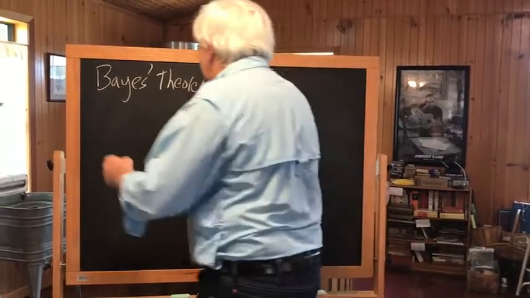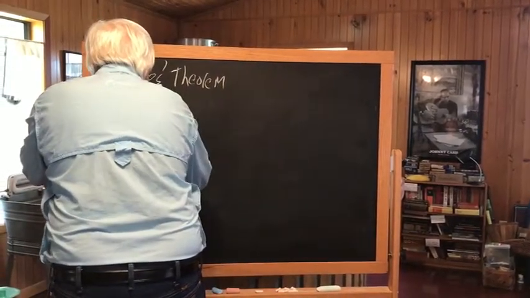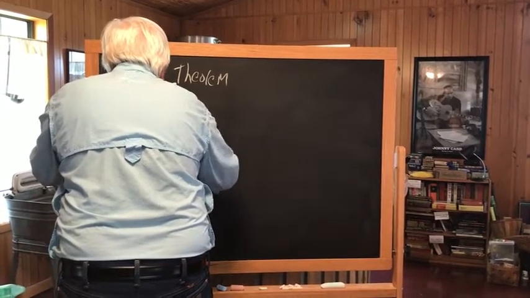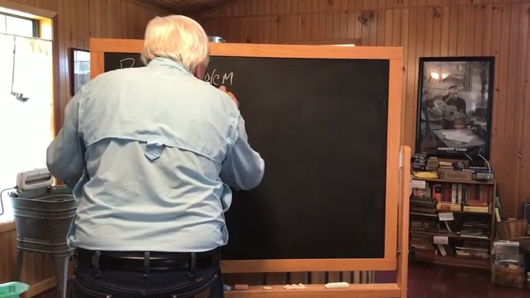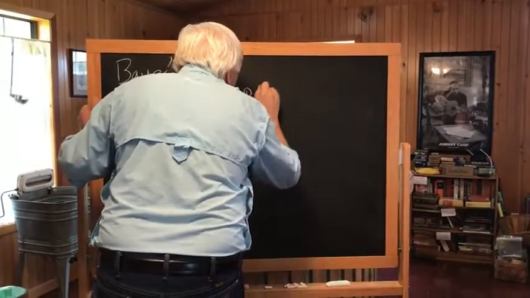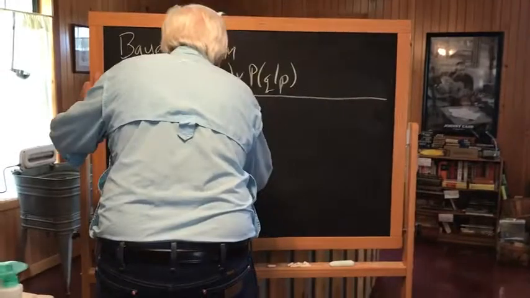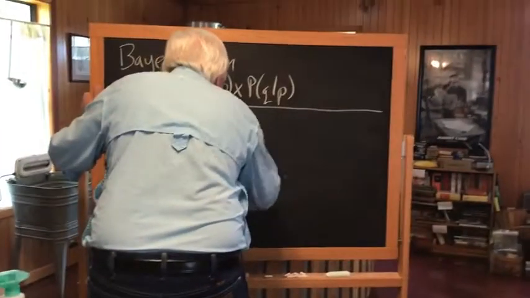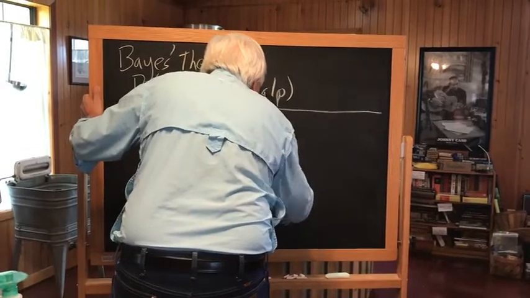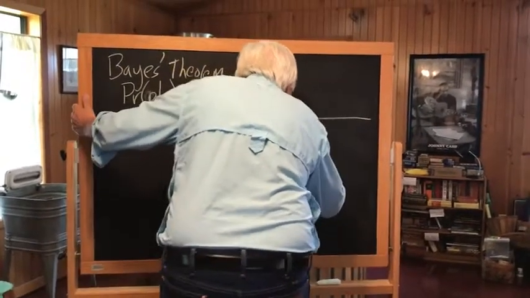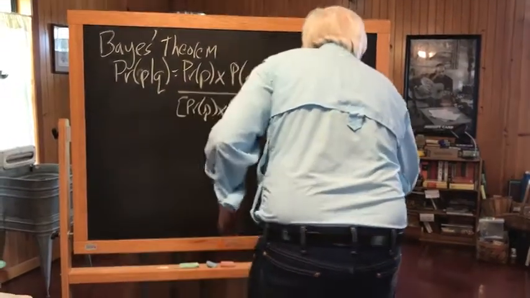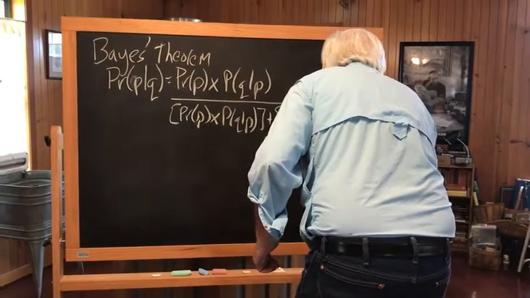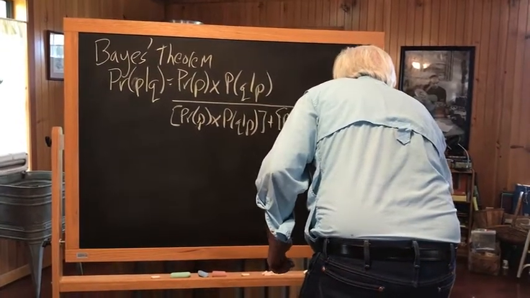But Bayes' theorem basically states that the probability of P given Q equals the probability of P times the probability of Q given P, all of that over the probability of P times the probability of Q given P, plus the probability of not P times the probability of Q given not P.